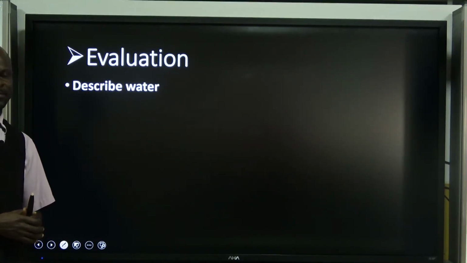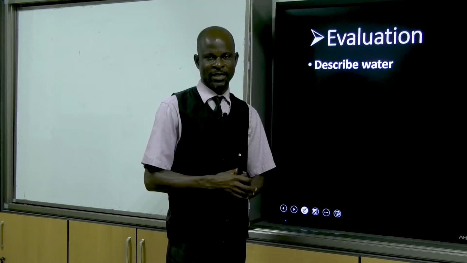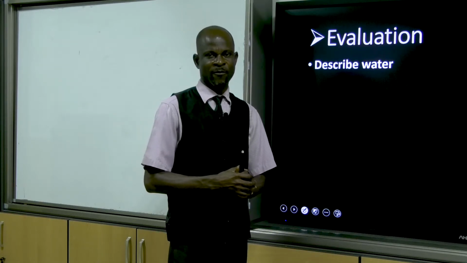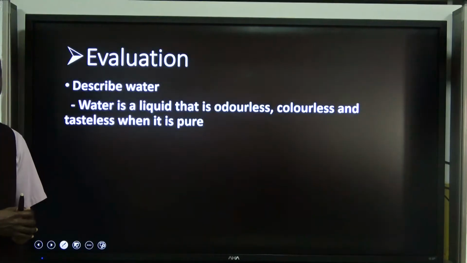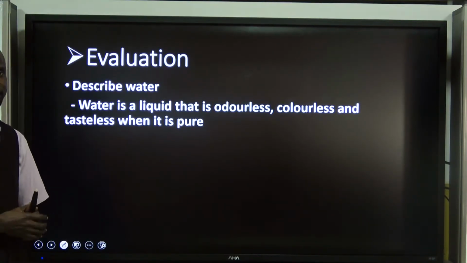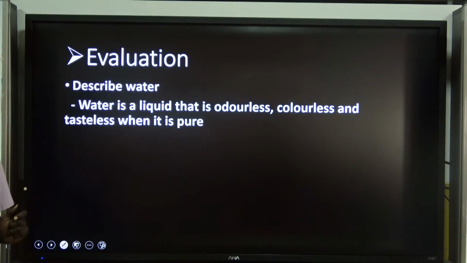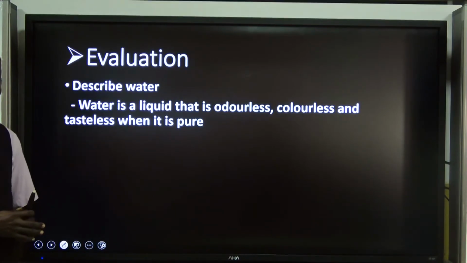Describe water. Remember, earlier I said that water can either be good or bad. So it must be in your consciousness when you are describing water. How do you describe water? I've heard some of you say, again, that it is odorless, colorless, and tasteless. And we said earlier that that definition can only be true when water is clean, when water is pure, when water is good. Therefore, water is a liquid that is odorless, colorless, and tasteless when it is pure.